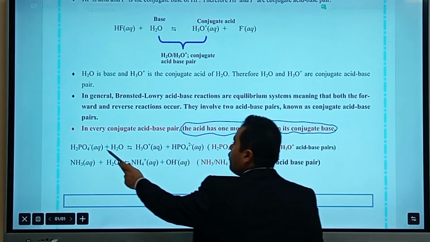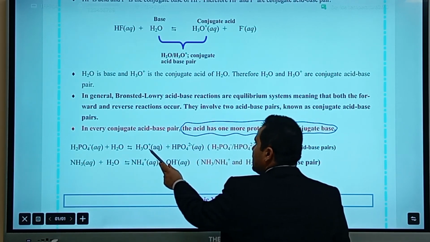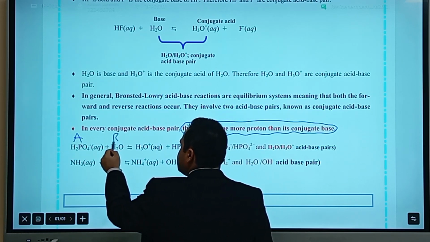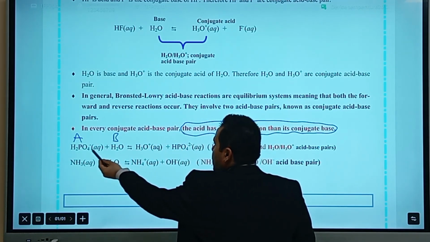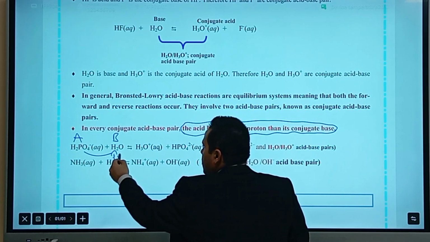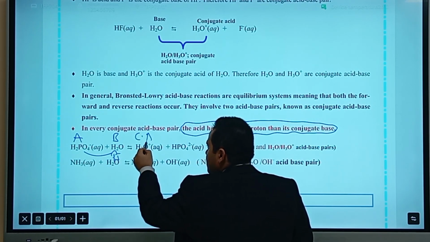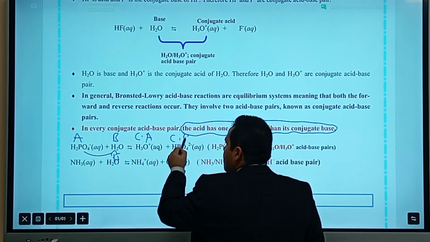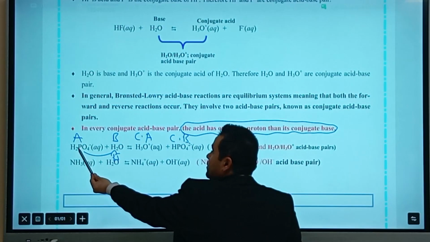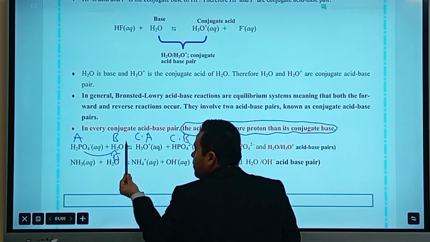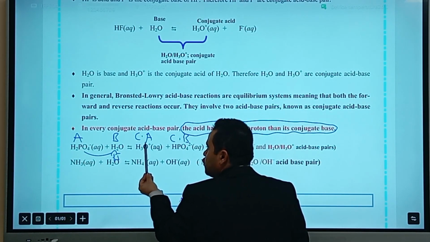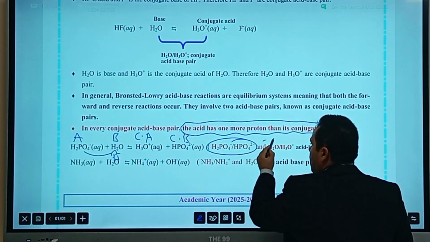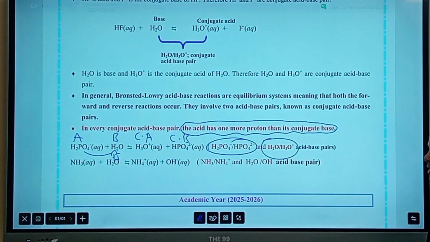For example, H2PO4 negative with H2O forms hydronium and HPO4 negative 2. This is the acid and this is the base. A conjugate base, when it accepts a proton, becomes what? A conjugate acid. And when the acid donates a proton, the remainder becomes a conjugate base. This acid with its conjugate base are pairs. The base, H2O, with the hydronium, are pairs of each other. So there are two acid-base pairs in this reaction.